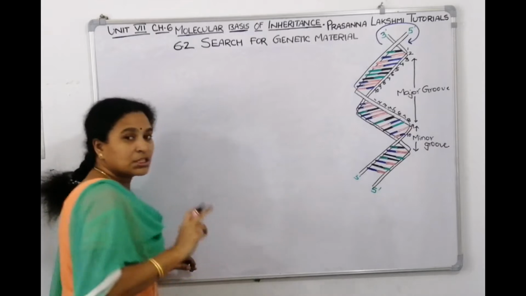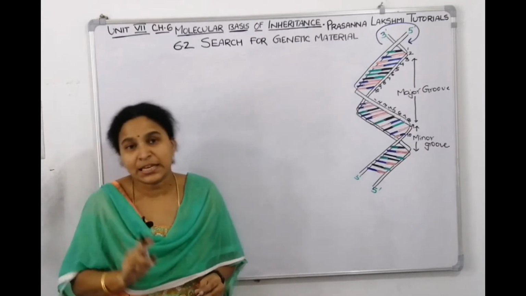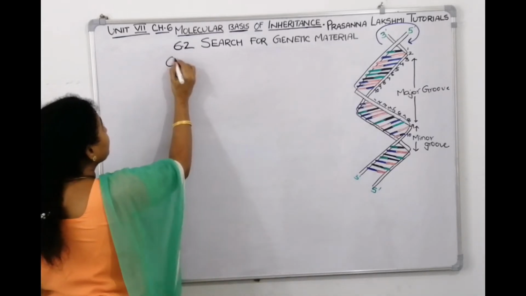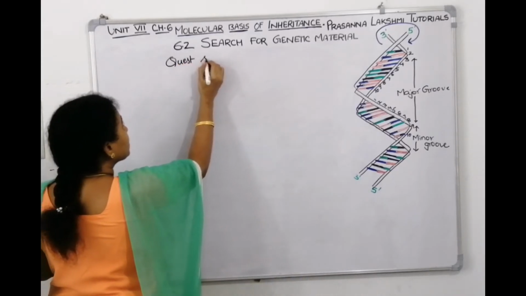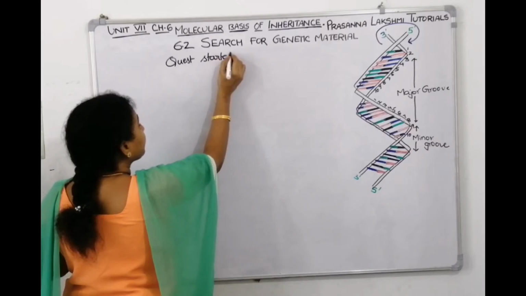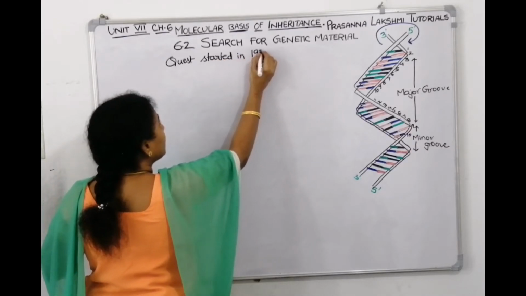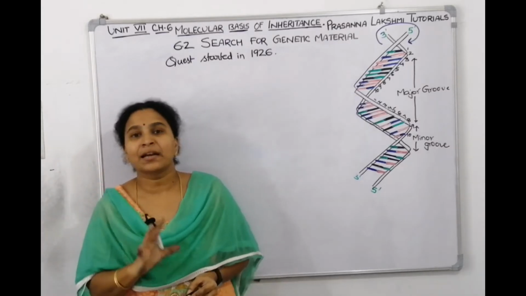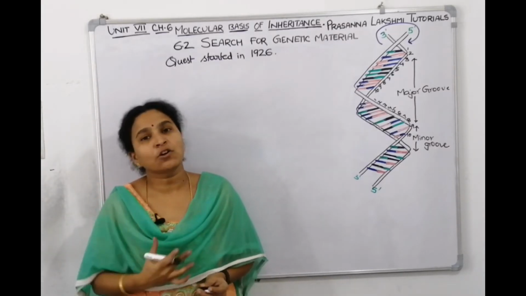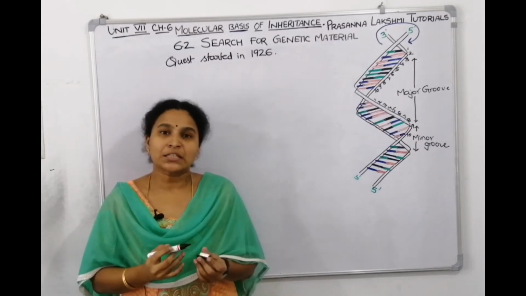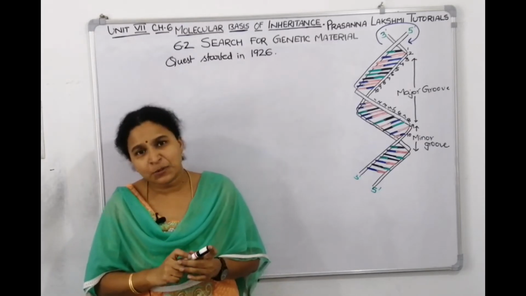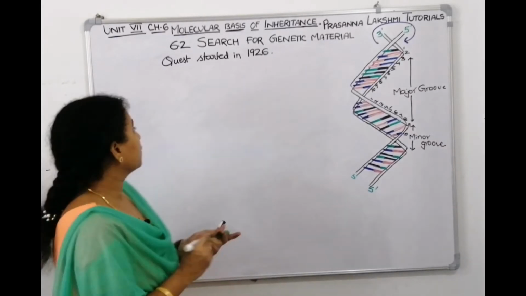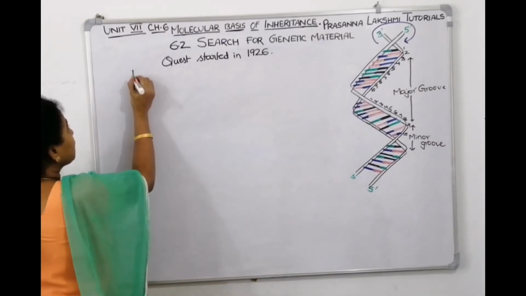Now, the quest started in the year 1926 to find out what the genetic material is. And the scientist who initially attempted to do experiments to find out the genetic material is Griffith. Griffith conducted experiments, and the name of his experiments is transformation experiments. So let's work out what is meant by transformation experiments.